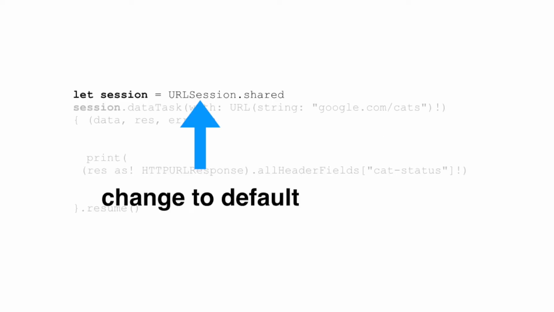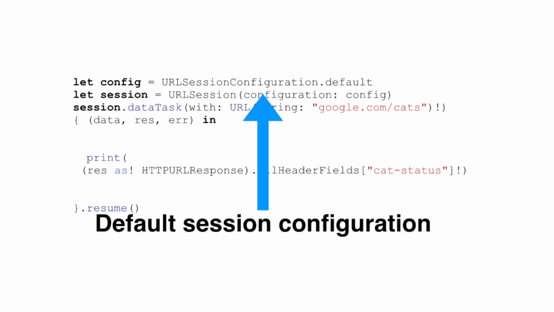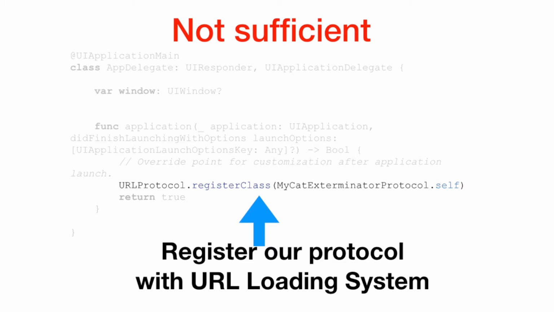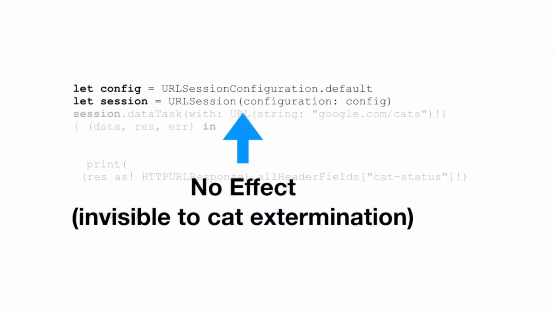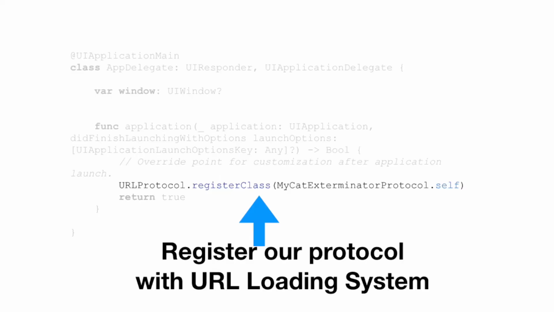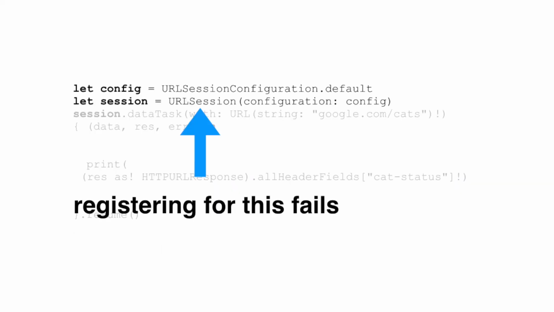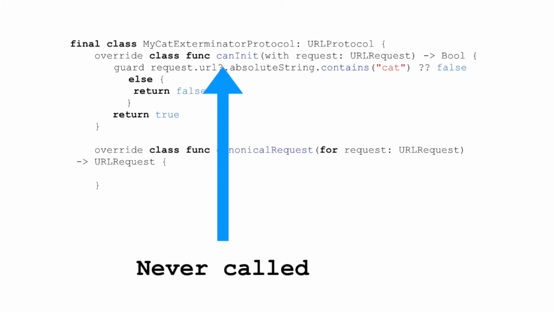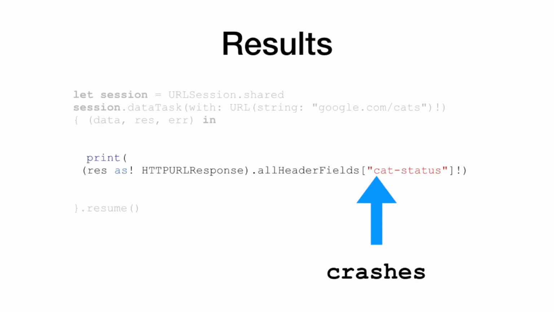So, for example, if we were using a default session configuration like Alamofire does, it's a moot point even if we register the URL protocol in our app delegate. It doesn't matter, right? Even though we register, there's no effect. We're invisible to cat extermination. Totally fails. It's never called. It doesn't even know our protocol exists. It crashes, right? It didn't see our protocol.